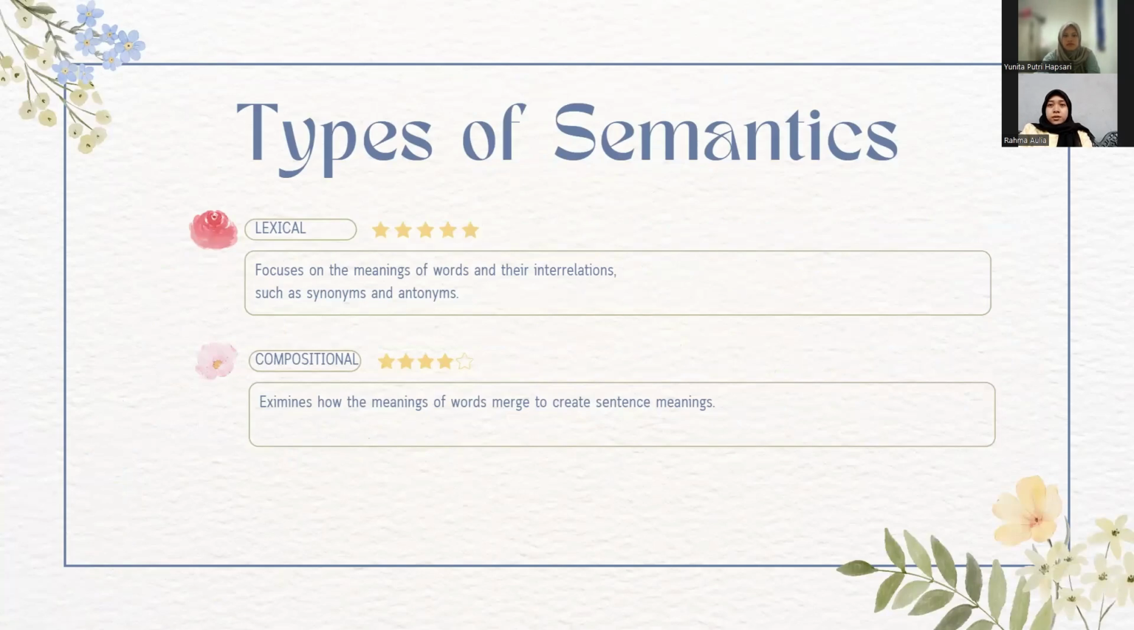Types of semantics. First is lexical. Lexical is focused on the meanings of words and their interrelation, such as synonyms and antonyms. Second is compositional. It examines how the meanings of words combine to create sentence meaning.